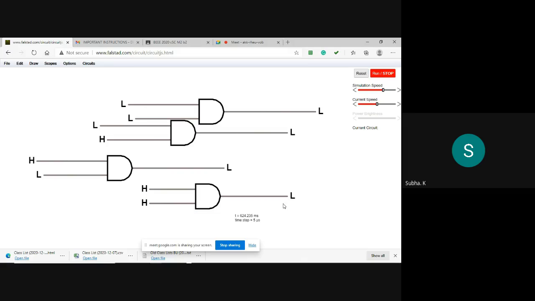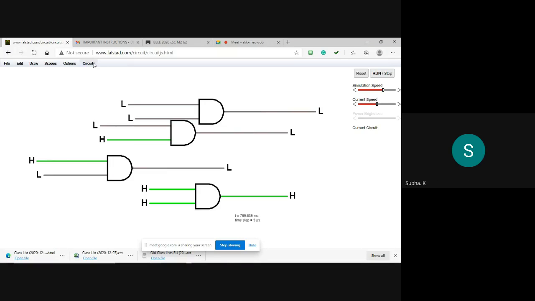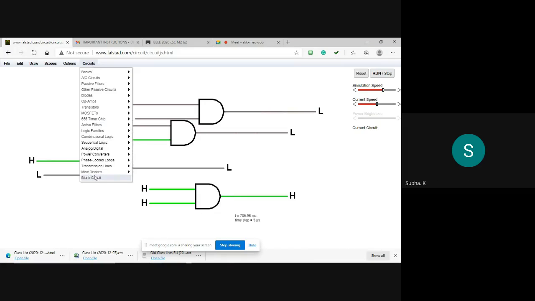As you can see, the output is what? High. Okay, so again you have to copy the entire combination of 4 circuits and you have to paste. Understood what you are supposed to do for this experiment? Yes, ma'am. Okay, next. I'm opening another blank circuit.